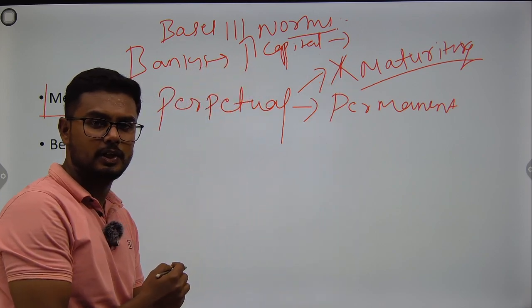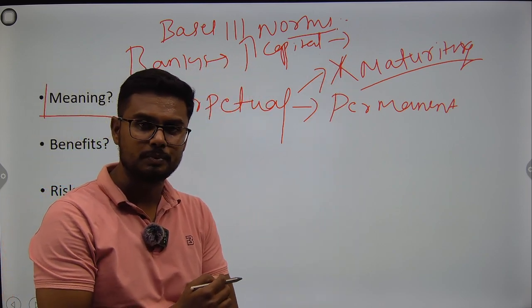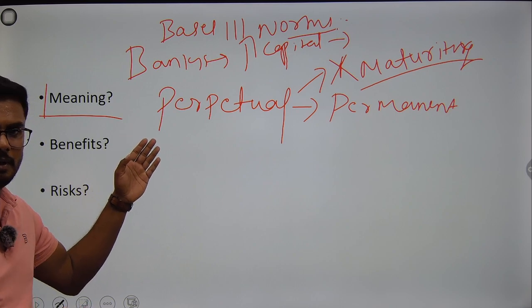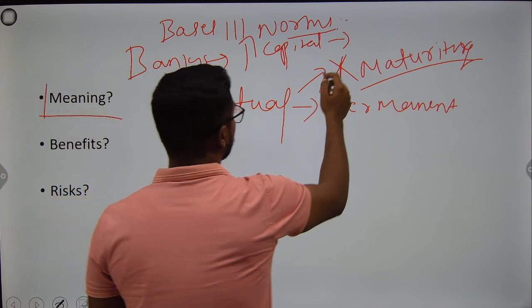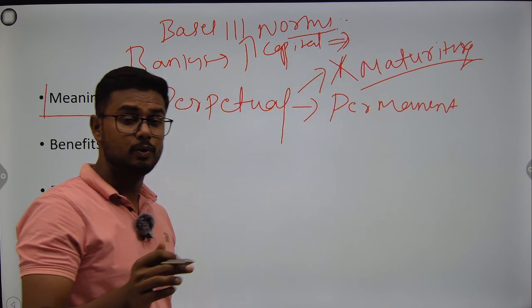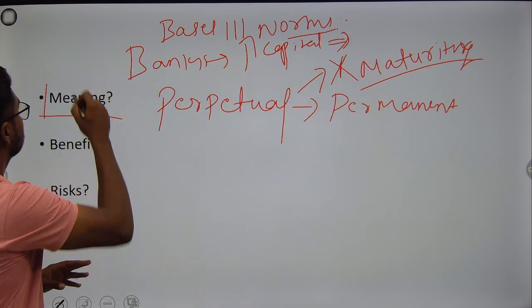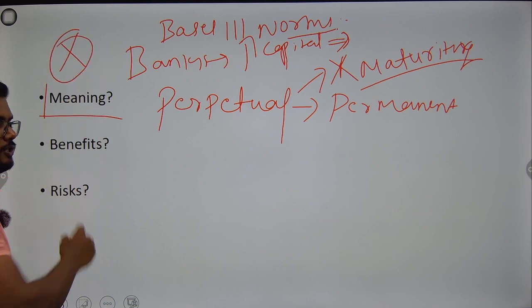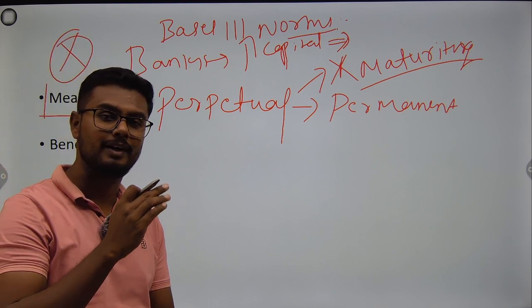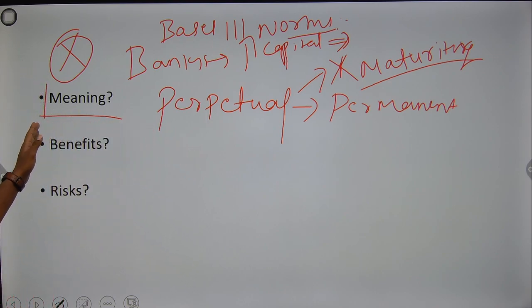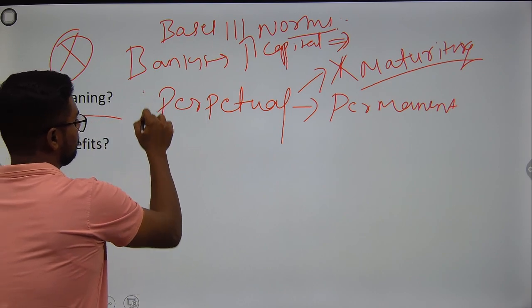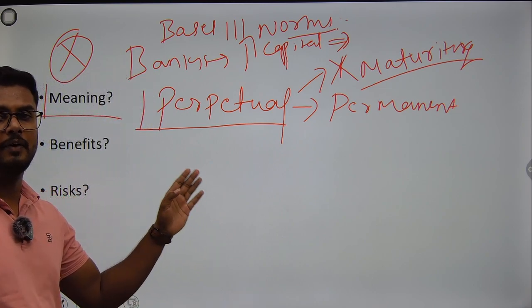Additional capital that is required as per the Basel III norms is met by these banks by issuing additional tier 1 or tier 1 bonds to various institutions, not individuals. Individuals cannot buy these bonds. Only institutions such as mutual funds or any entity can go for these bonds, right? The meaning of these bonds is that they are perpetual, which means they don't have any maturity.